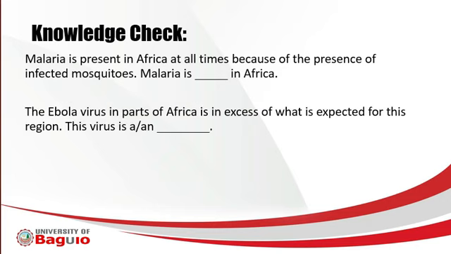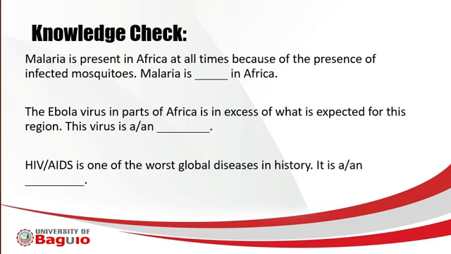Here's another example, my dear classmate. The Ebola virus in parts of Africa is in excess of what is expected for this region. This virus is a blank. So what is your answer? It is an epidemic. Okay, very good. So it's actually epidemic. And then the last one, HIV or AIDS is one of the worst global diseases in history. It is a blank. Your last answer is pandemic. Okay, very good. So thank you very much, my dear classmate, for those responses.